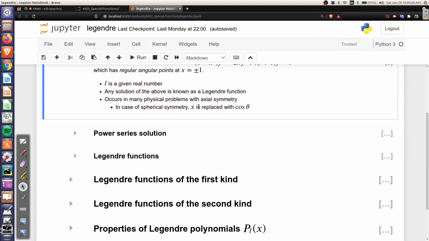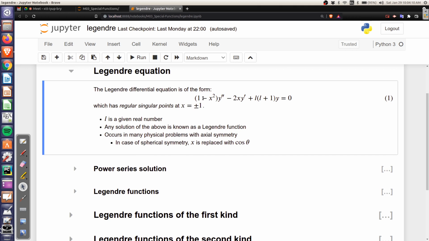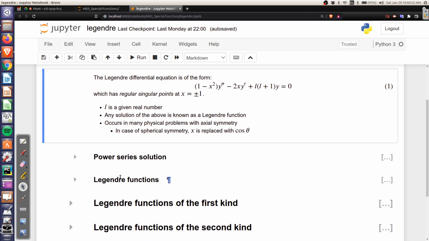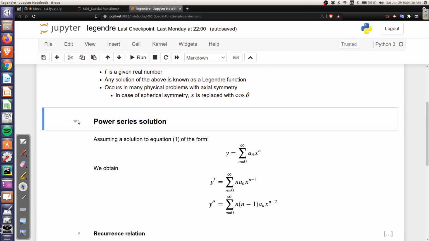So we can replace x with cos theta, and write this in the most general solution. We can replace x with cos theta, and that is going to help us to apply the Legendre equation in case of spherical symmetry also. Okay, so now let's look at the power series solution of the Legendre equation.